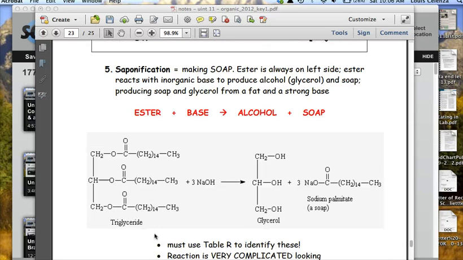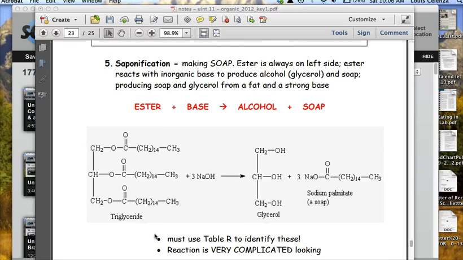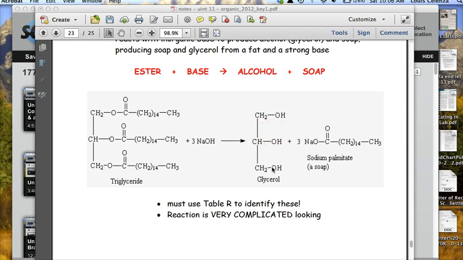Number 5 is basically very simple. A saponification reaction is when you make a soap. And what you basically are doing is you're taking a fatty substance, reacting it with a base, and it produces alcohol and soap. So saponification is making soap by reacting a base with a fatty substance. Don't worry about these down here.